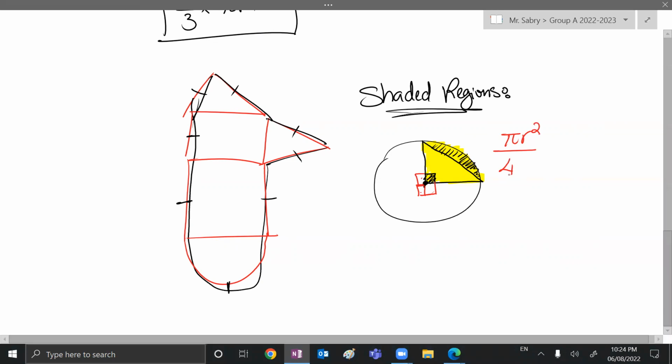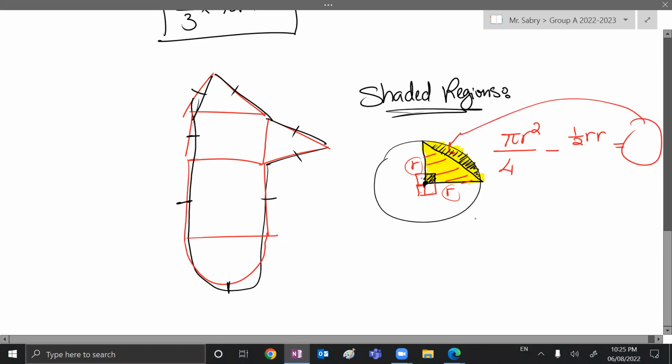Then I'll remove from this area the area of the triangle that's shaded in red. And how do I get the area of this triangle? It's half times base times height. The base here is the radius, and the height here is the radius as well. So it's half times r times r. This is the area of the triangle. Whatever comes out now is the area of this shaded region.